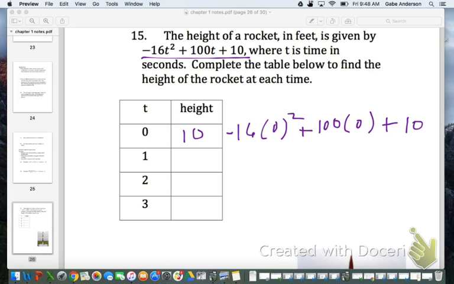Now, of course, when we're plugging in something other than t equals 0, it'll get a little more challenging. So let's go ahead and try the 1. Let's plug in the 1. This will give us our height when t is 1. Try this one on your own. You've seen the basic template there. See what you can do, and compare answers with friends.